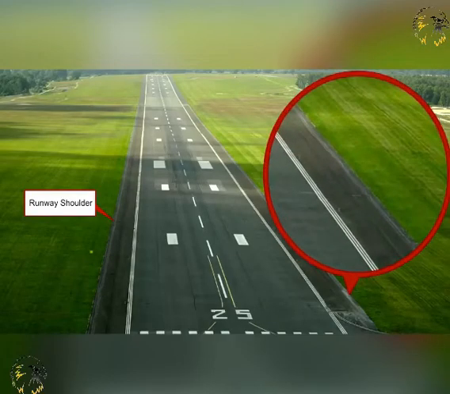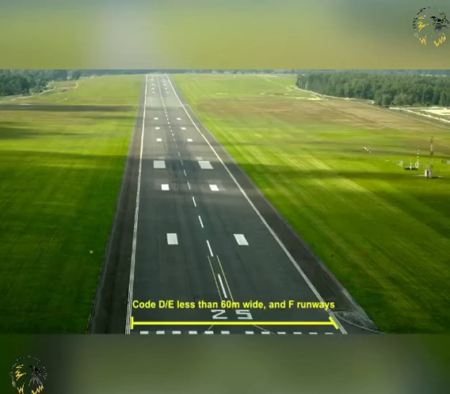The shoulder of a runway is the area adjacent to the edge of a paved surface, so prepared to provide a transition between the pavement and the adjacent surface for aircraft running off the pavement. Shoulders are recommended for all Code D and E runways with a width of less than 60 meters, and for all Code F runways. The overall width of the runway and its shoulders should not be less than 60 meters wide for all D and E coded runways, and 75 meters for Code F runways.